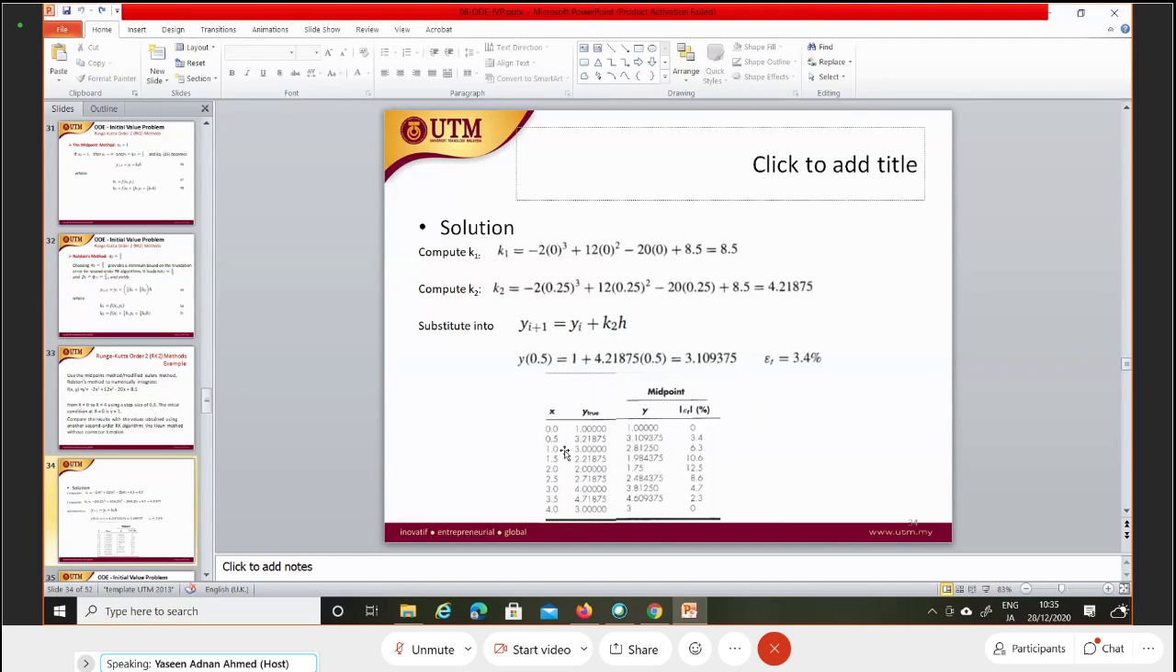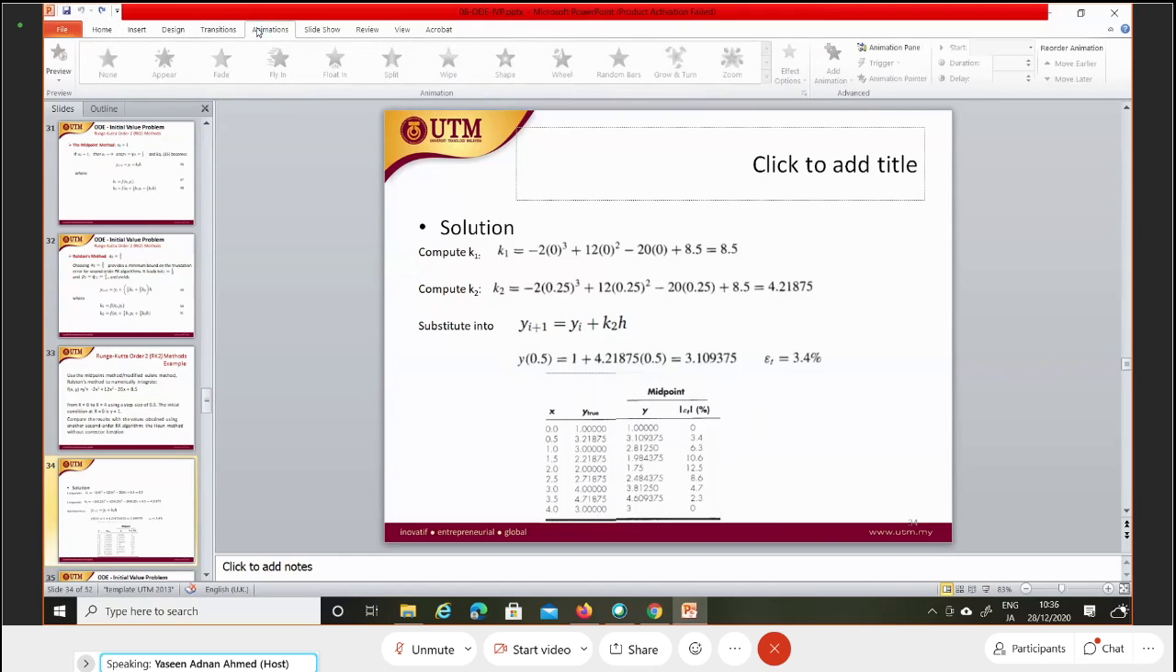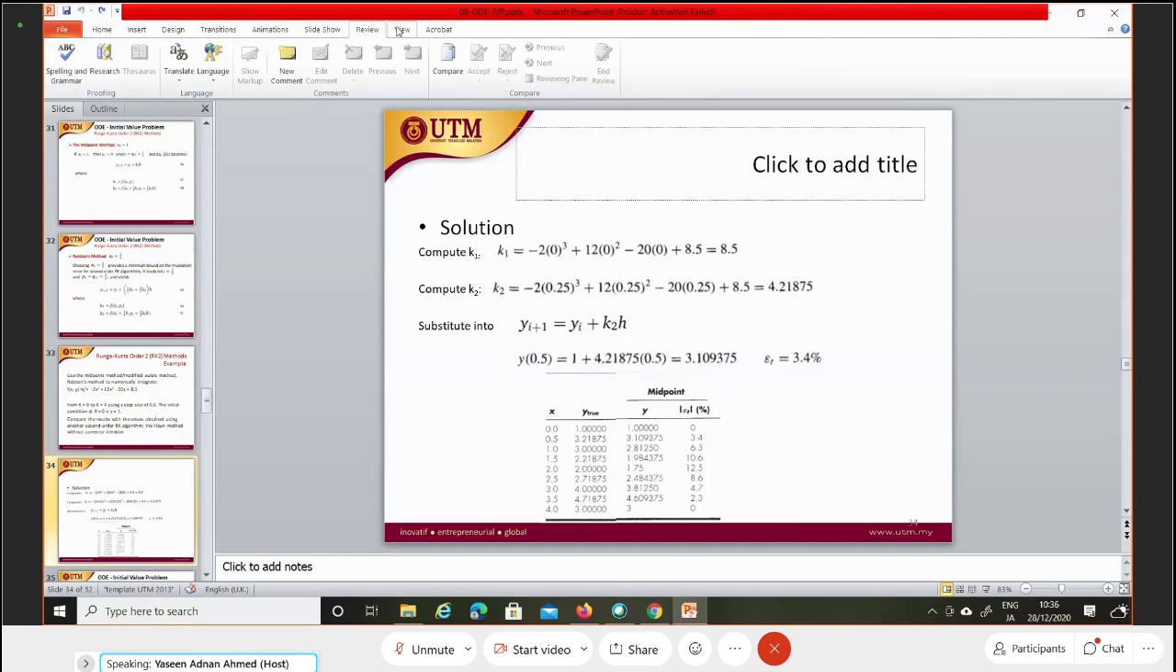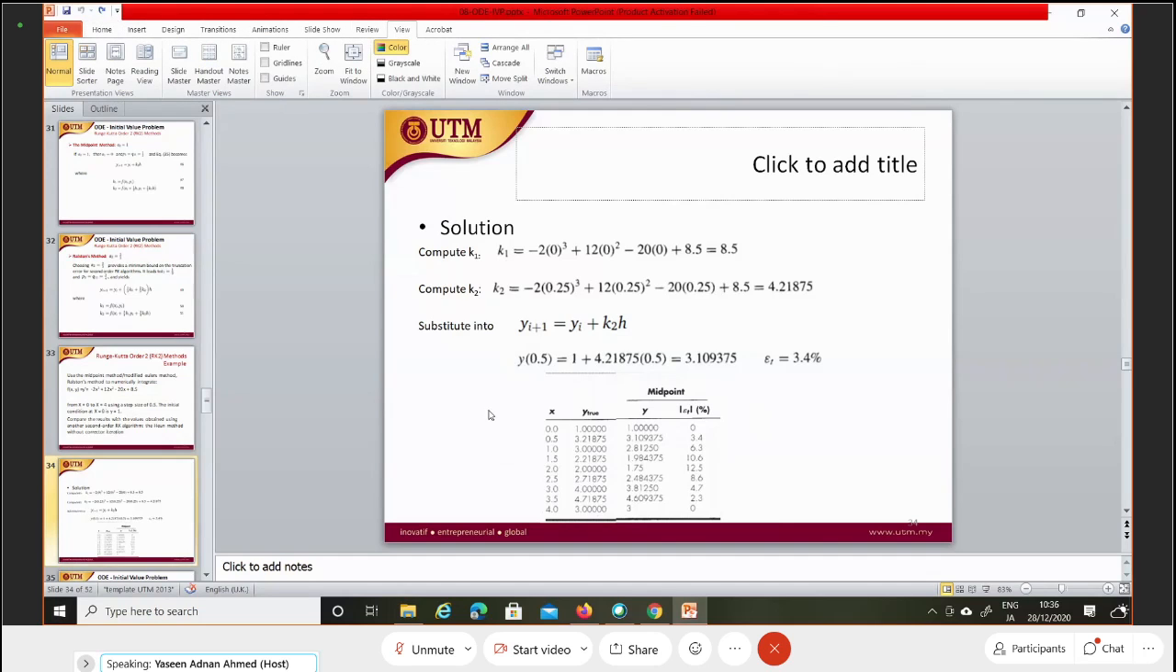Okay, so what will you do for the next step? Now you already have 0.5. Now you need to focus one step ahead, that is the value of y at x is equal to 1. So in that case, you need to consider the initial condition at x is equal to 0.5. I don't have the pen here to write, but I'm trying to explain slowly.